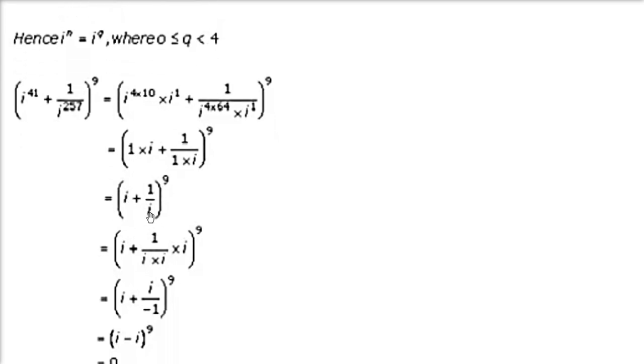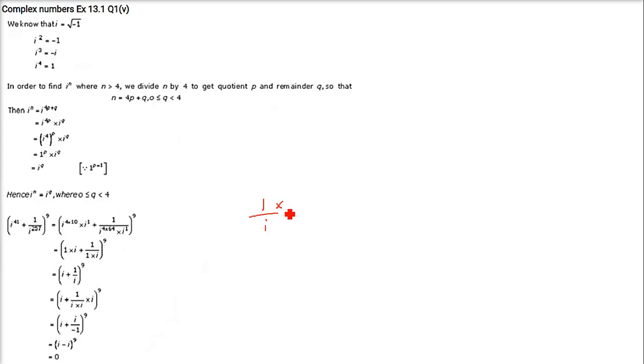So i plus 1 by i. Now this 1 by i, if you want to solve it, you just multiply the numerator and denominator by i. You get i by i square. This i square is minus 1, so you get minus i. So here i is there, here minus i is there. i minus i is 0. So 0 to the power 9 is 0.